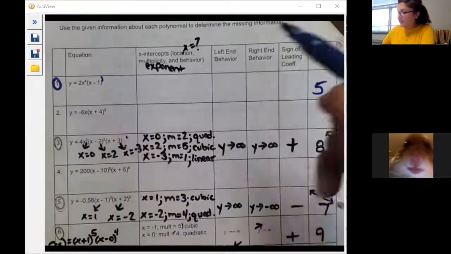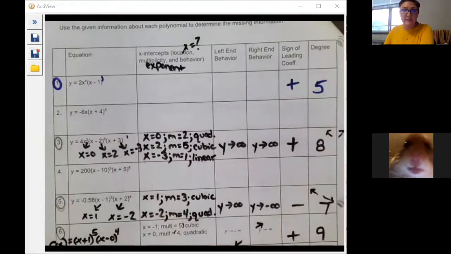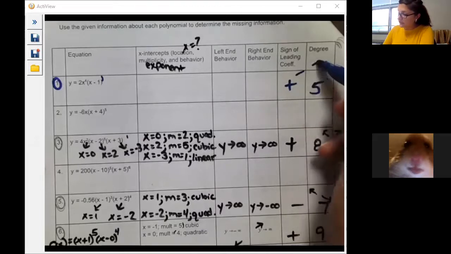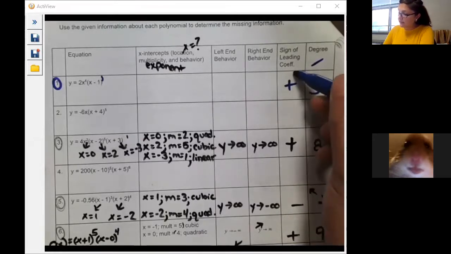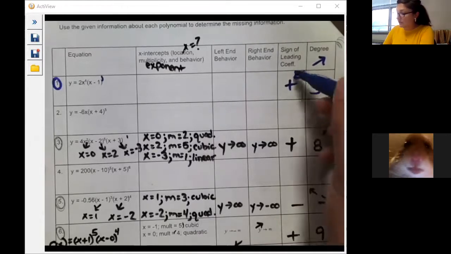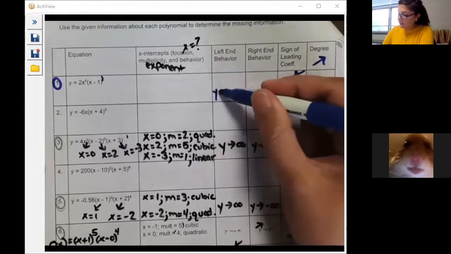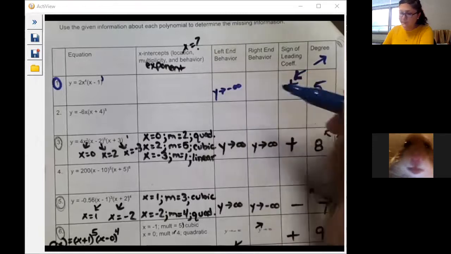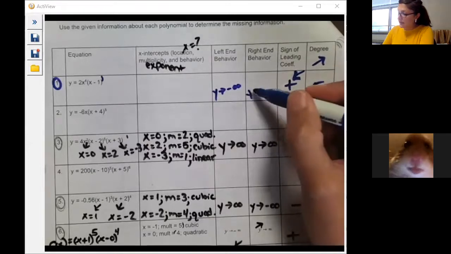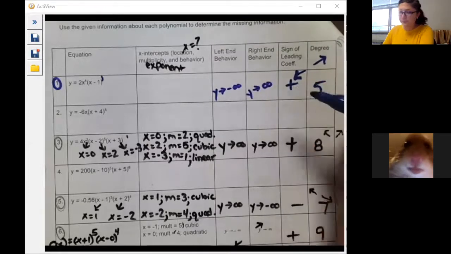My leading coefficient is a positive number. I'm going to fill positive in that box. And then our end behavior. Odds go opposite. Since it's positive, I know my general trend is going to be up from left to right. That means this end will point down and the right end will point up. So the left end, since it's pointing down, that arrow points down, I would have y approaching negative infinity. On the right end, since that arrow is pointing up, I would have y approaching positive infinity.